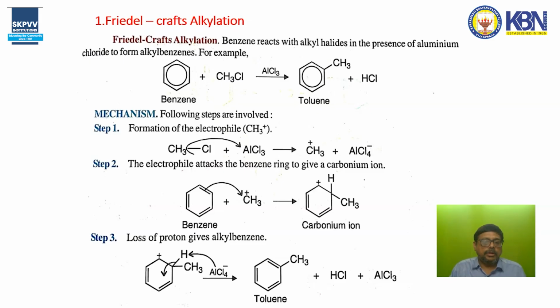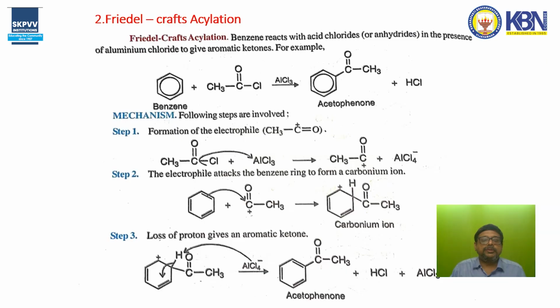So it attacks on the benzene ring to give carbonium ion. Finally, this carbonium ion loses a proton to give alkyl benzene. So it is also called methyl benzene or toluene. So this is the reaction of Friedel-Crafts alkylation. The next one, Friedel-Crafts acylation.